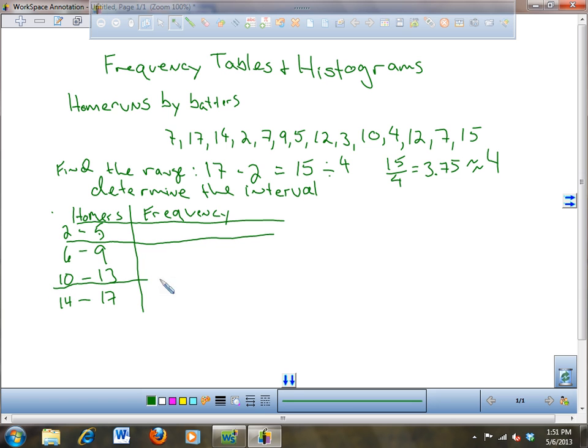It's how many home runs they hit. If they hit this amount up to this amount, then they get placed in this interval. So looking up here, this is people. How many players are there first of all? What's my total?